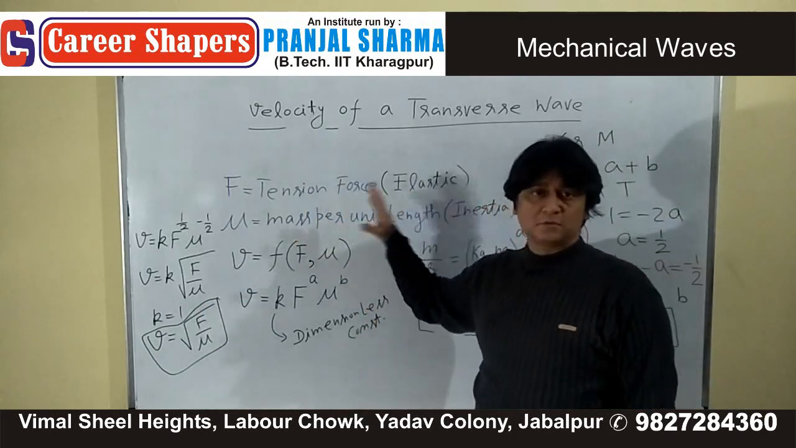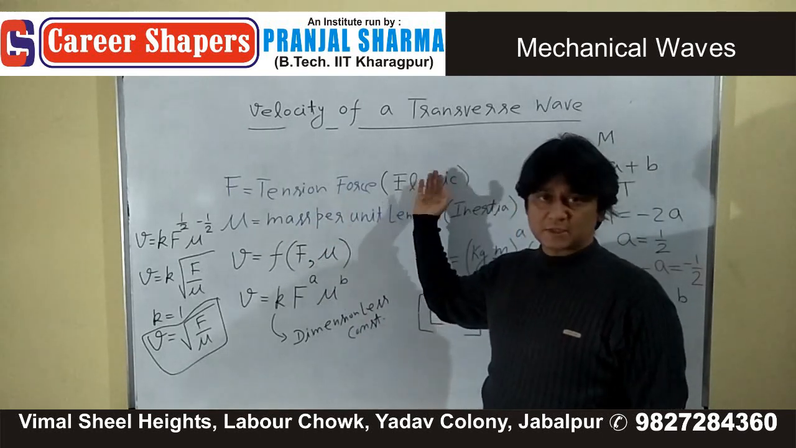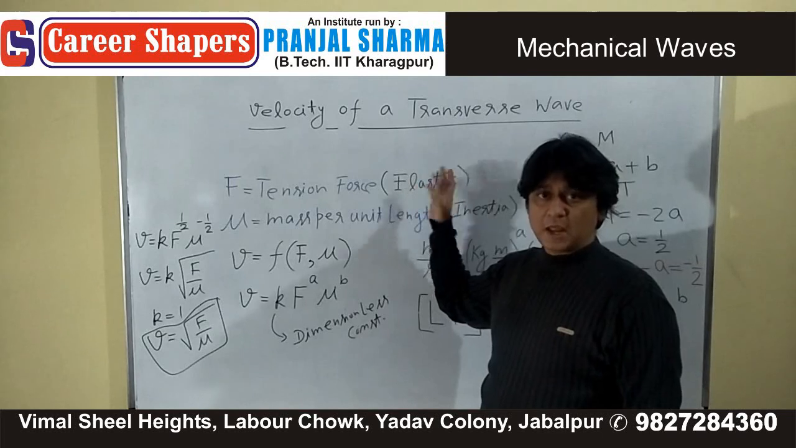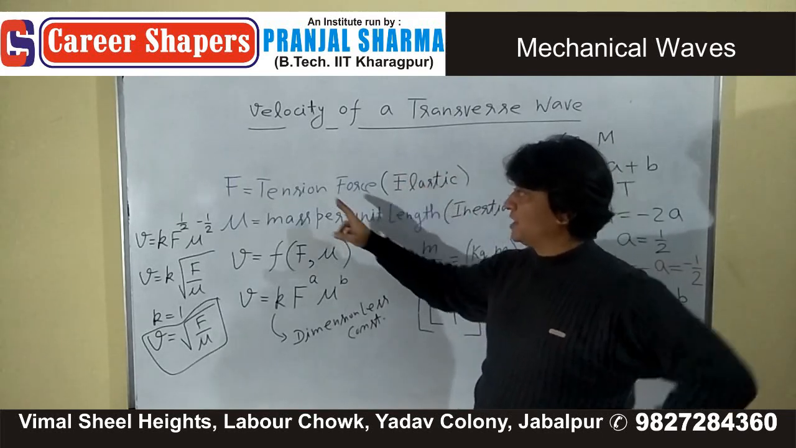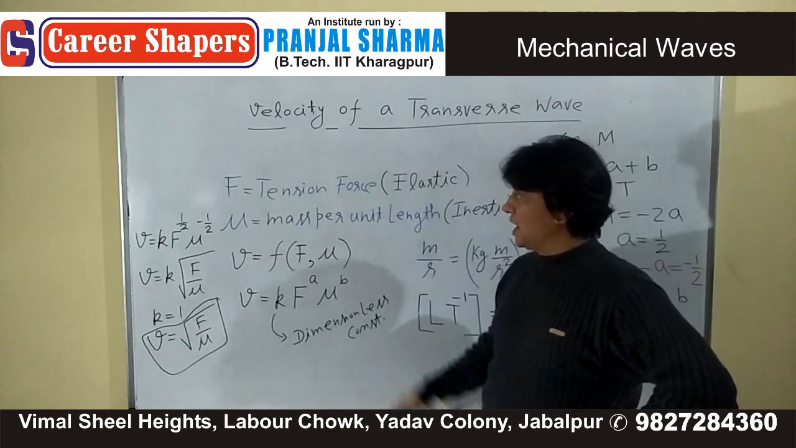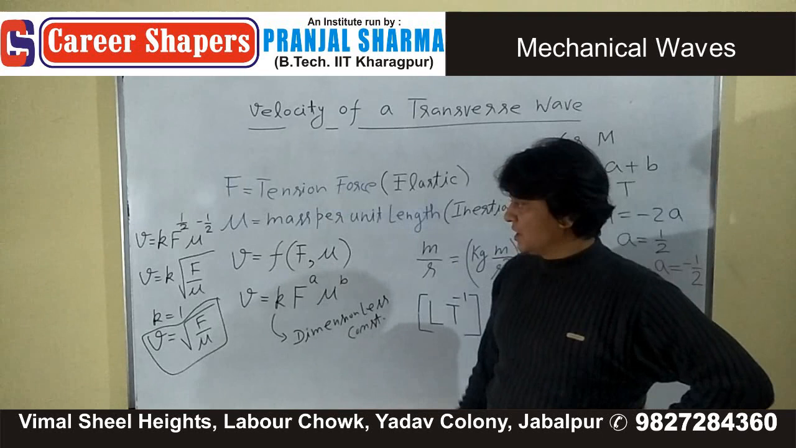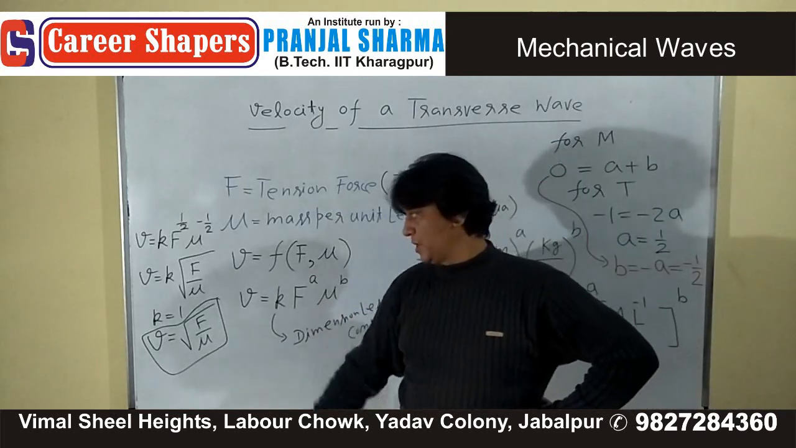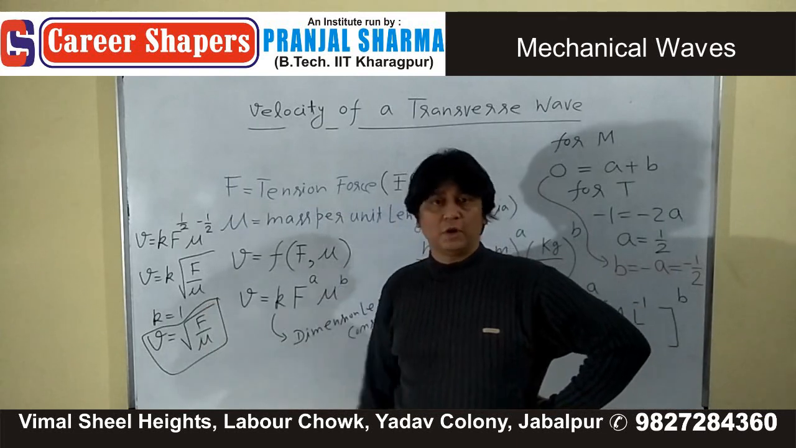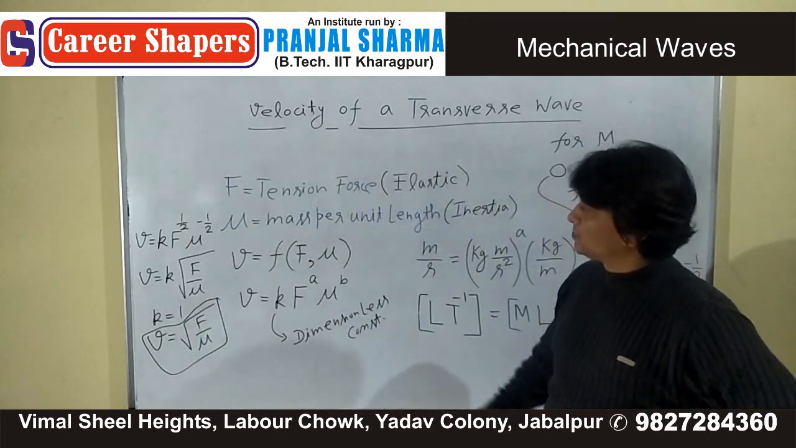Remember this part, that the velocity of a transverse wave depends on the elastic property of the medium as well as the inertial property of the medium. Elastic property is given by tension force and inertial property is given by the mass per unit length. And with the help of this dimensional analysis, we obtain V as root over F by mu. Note down this much.